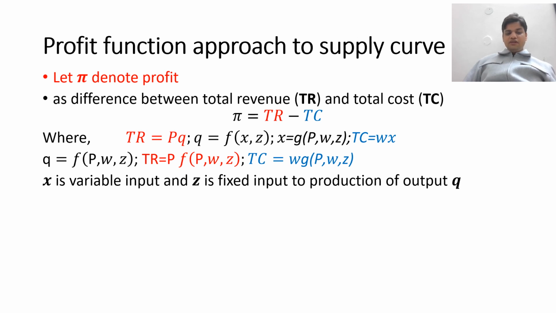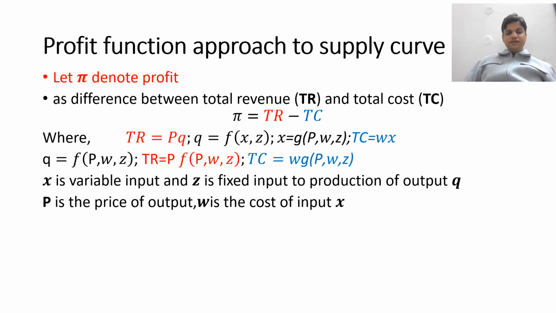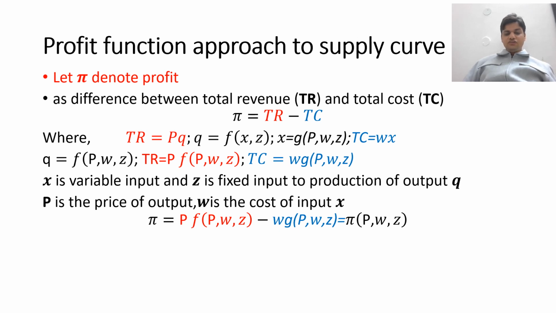So X is variable input and Z is fixed input to production of output Q. P is the price of output, W is the cost of input X, or price of input X per unit. So now we can write pi in terms of our TR and TC elaborated. So we can say that now profit is a function of P, W and Z.